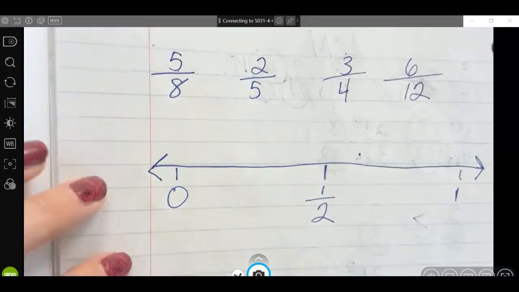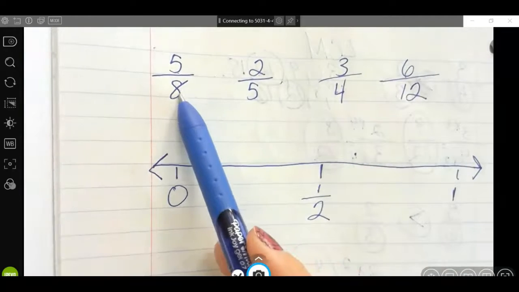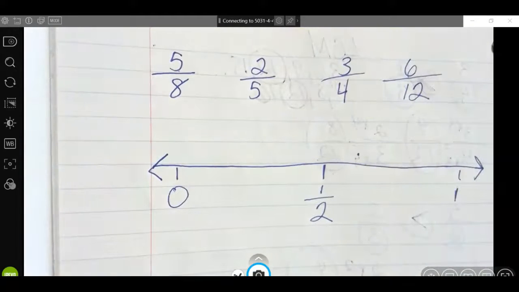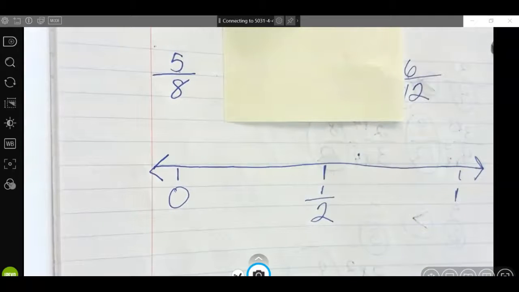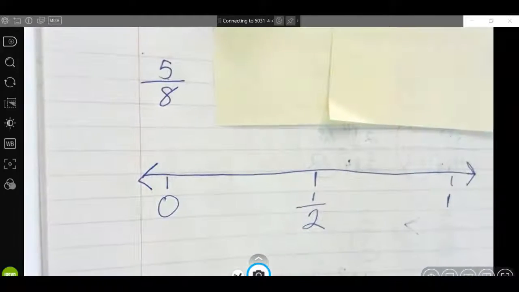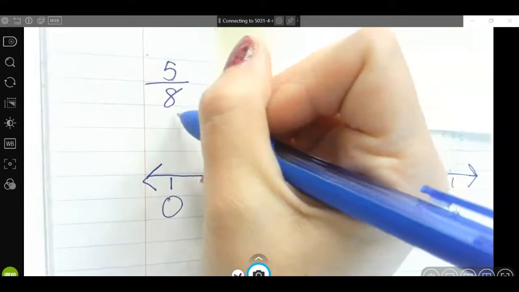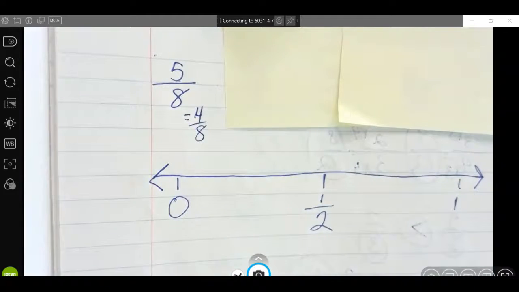Remember last week where we looked at each fraction and we decided if it was greater or less than 1/2? Okay, that's what we're going to do. We're just going to do it in our notebook quick, so we can look at each fraction at a time. So let's cut 8 in half. What's half of 8? 4. So 4/8 would be 1/2.